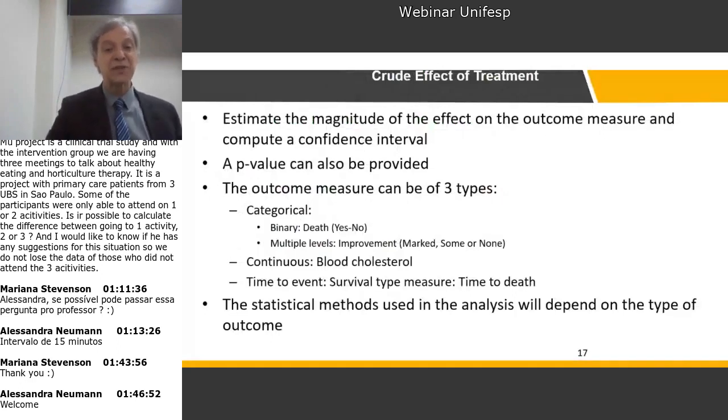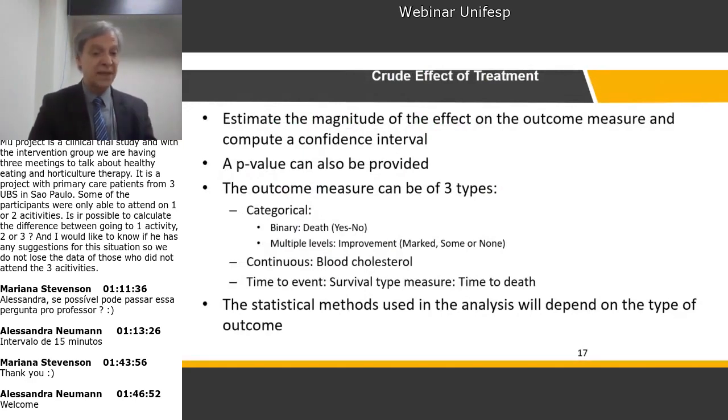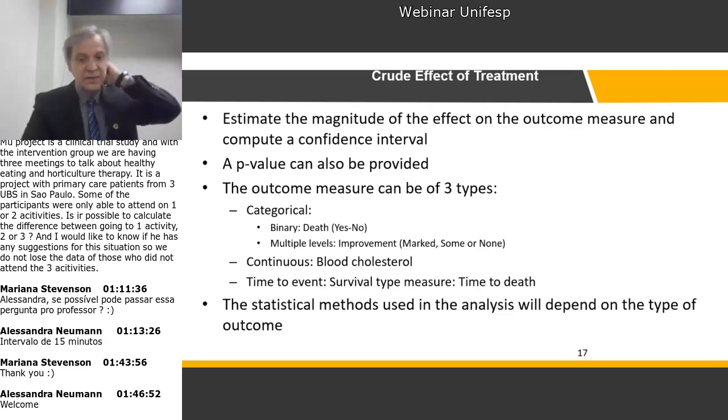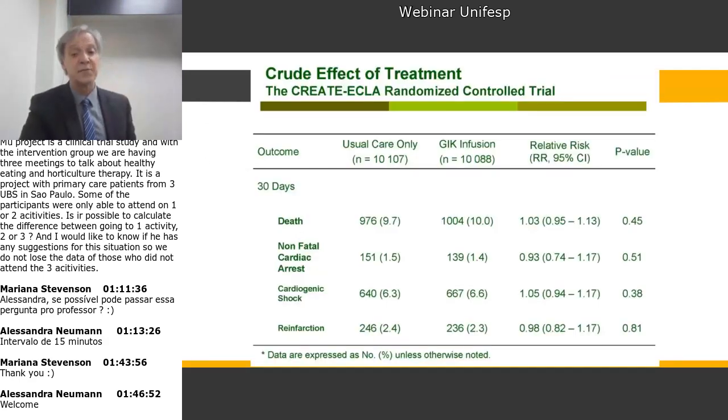Estimate the magnitude of the effect of the outcome measure. P-value can also be provided. The outcome measure can be of 3 types: binary, death or not death, or multiple level improvement, marked, some, none. Continuous, blood cholesterol could also be measured. Survival type, time to death. That's survival. Remember? The case fatality and survival. The statistical method you use now depends on the type of outcome you want.